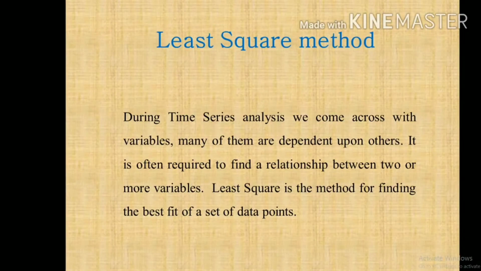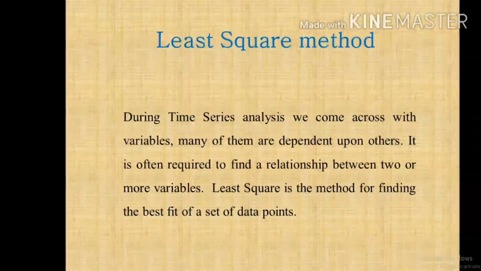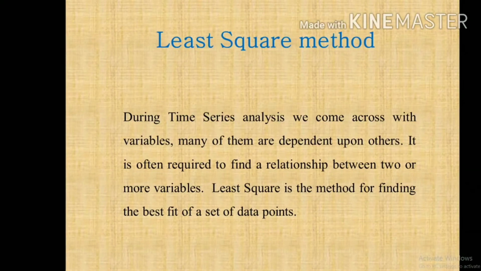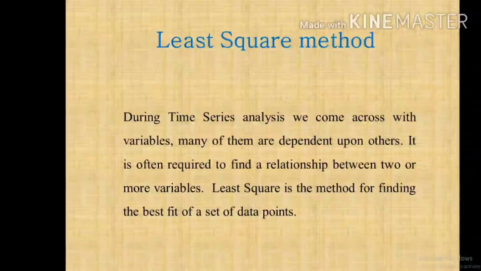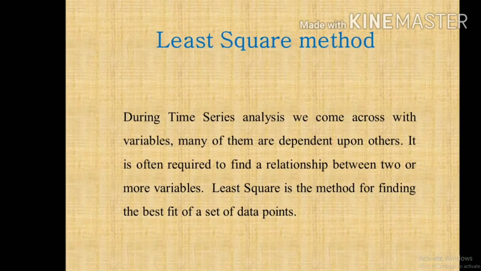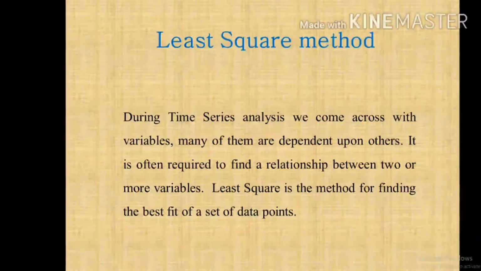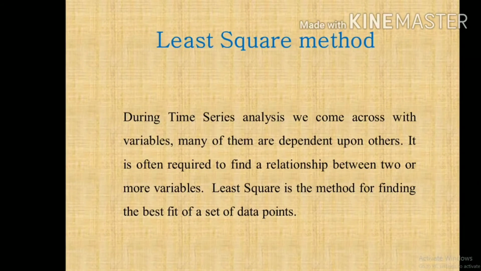During time series analysis, we come across variables. Many of them are dependent upon others. It is often required to find a relationship between two or more variables. Least square is the method for finding the best fit of a set of data points. It minimizes the sum of the residuals of points from the plotted curve. It gives the trend line of best fit to a time series data. This method is most widely used in time series analysis. Let us discuss the method of least square in detail.